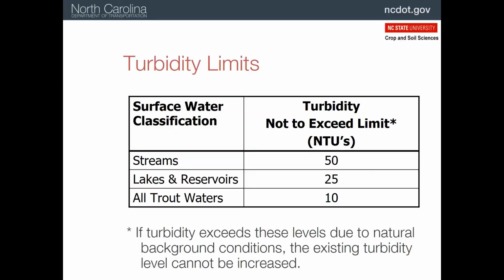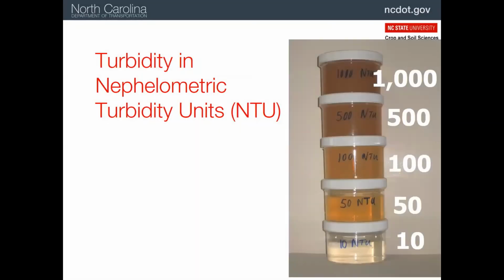So what are the allowable discharges of turbidity in the state waters? This table shows you what that is. I'm going to skip forward and show you what those numbers mean. So here's 10. You can see just barely discolored. And 50, I call that weak T. And 100 and more, it's pretty hard to tell the difference. They're just opaque. You can't really see.